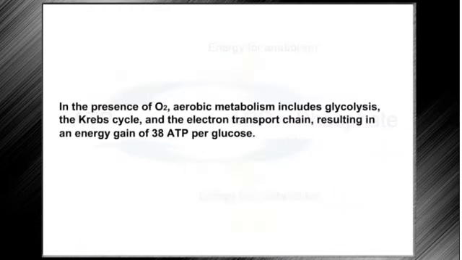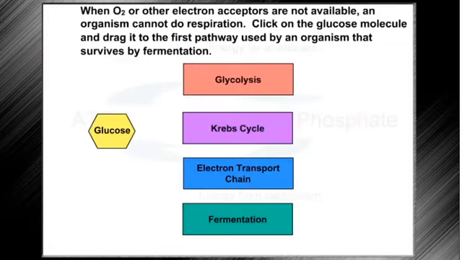In the presence of oxygen, aerobic metabolism includes glycolysis, the Krebs cycle, and the electron transport chain, resulting in an energy gain of 38 ATP per glucose. When oxygen or other electron acceptors are not available, an organism cannot do respiration.